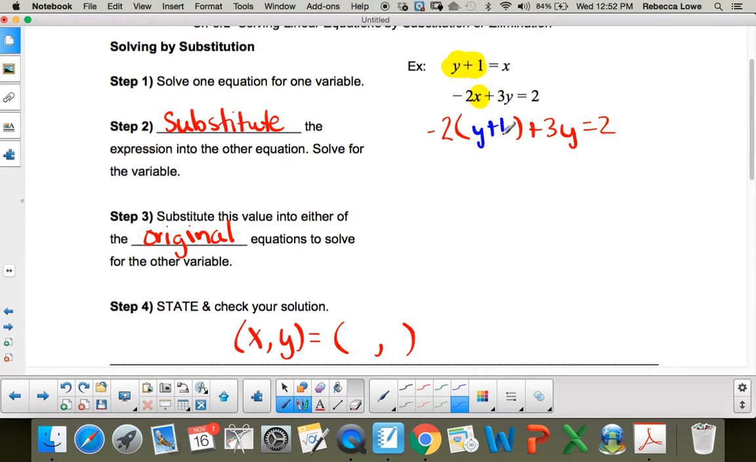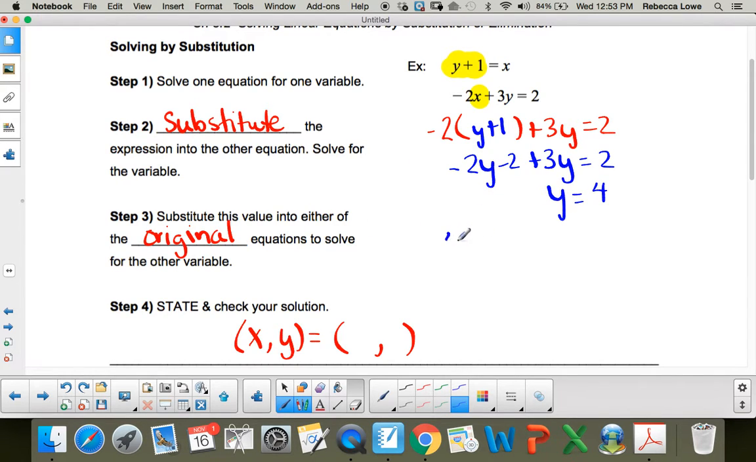So I'm able to substitute the value of x, which is y plus 1, and now I can solve for y. So I get negative 2y minus 2 plus 3y equals 2. This would give me y equals 4. Now I'm not done. Once I've done that, I need to substitute this value into one of the original equations.